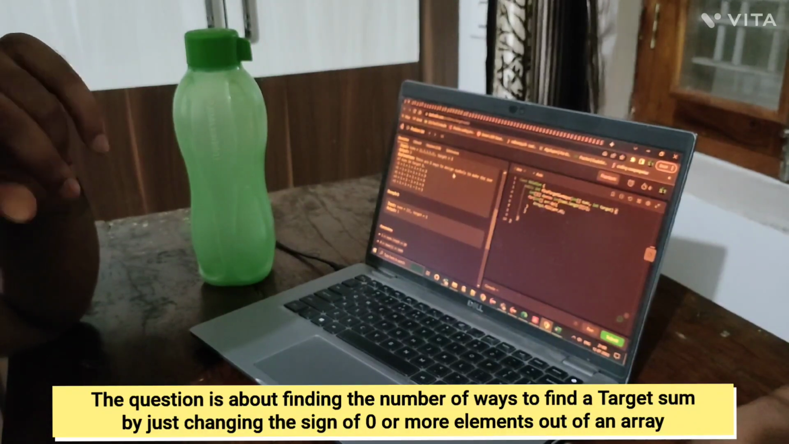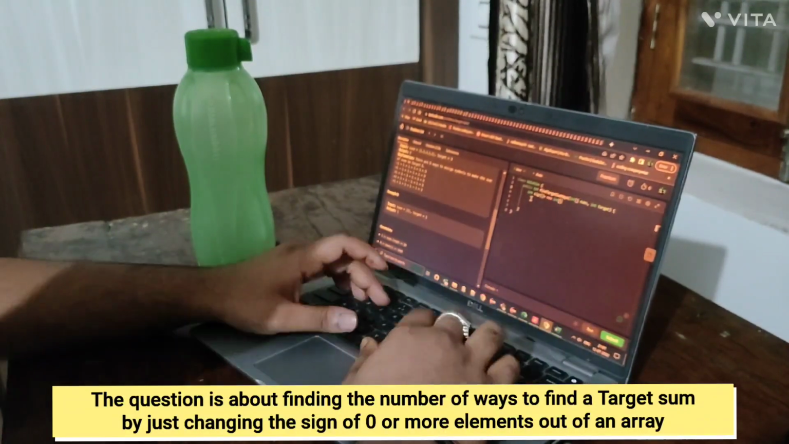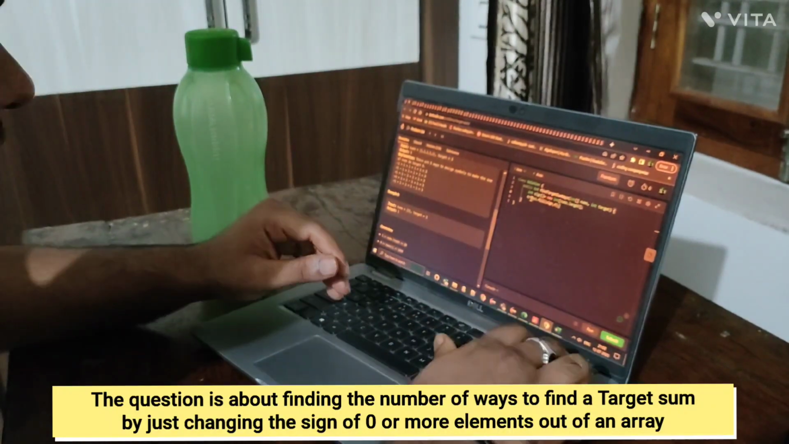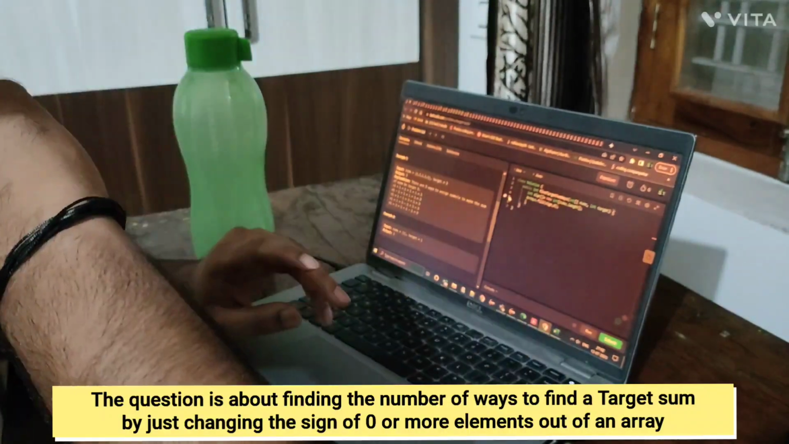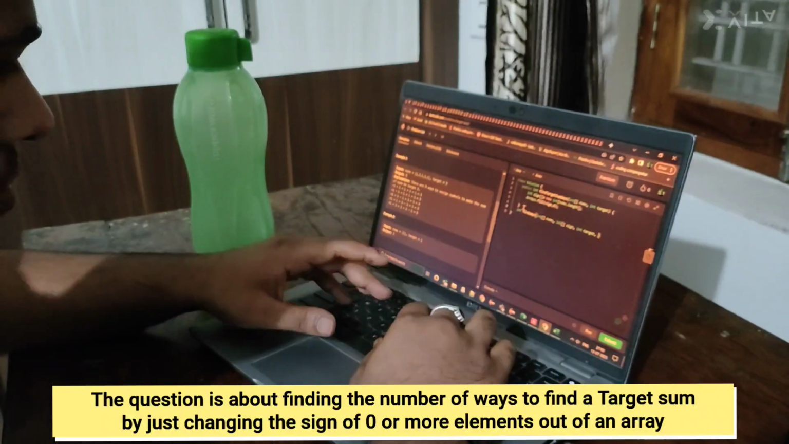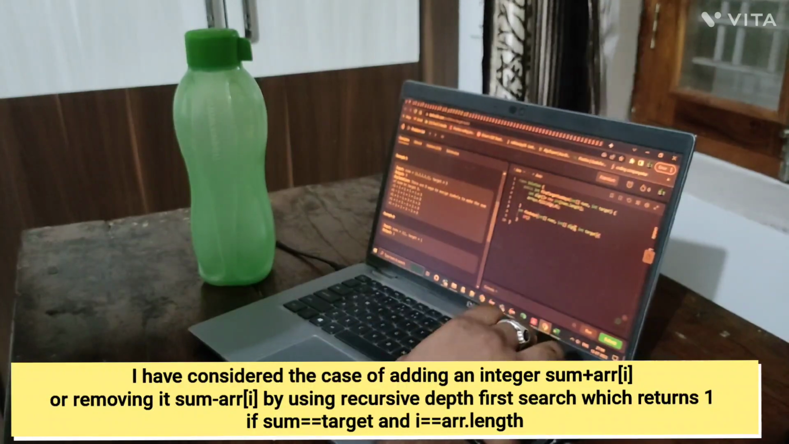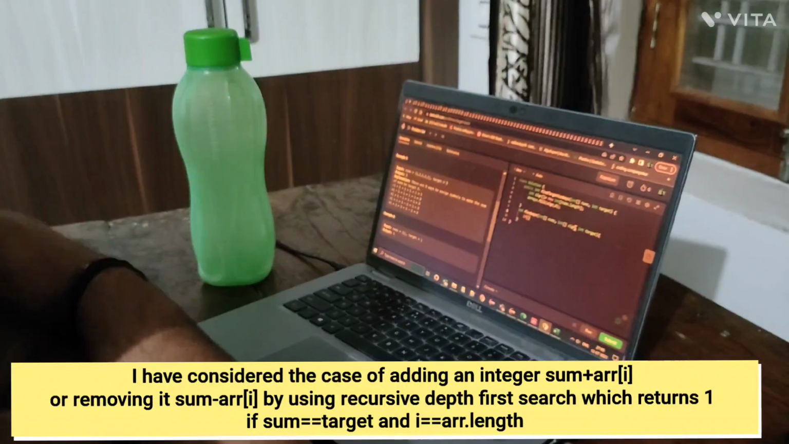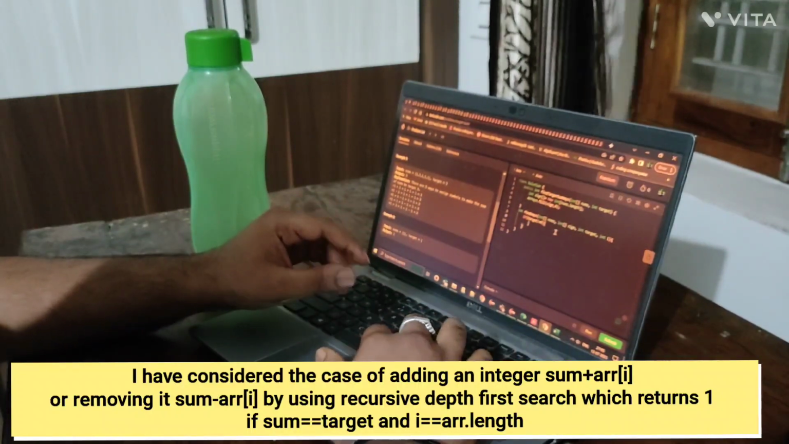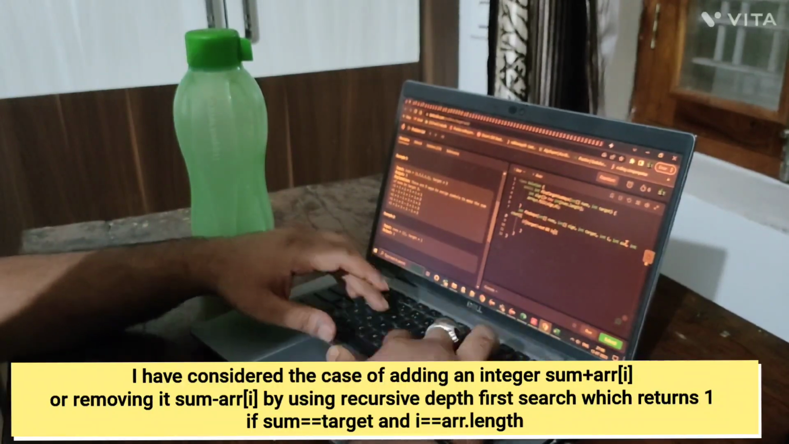The question they have given is an array of five ones. In the example case, they said we have to get the target value 3. In order to get the target value 3, we can do the first element -1 and third element -1, then we'll get the answer to be 1. That is not feasible.